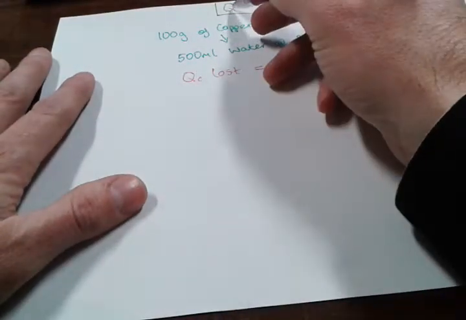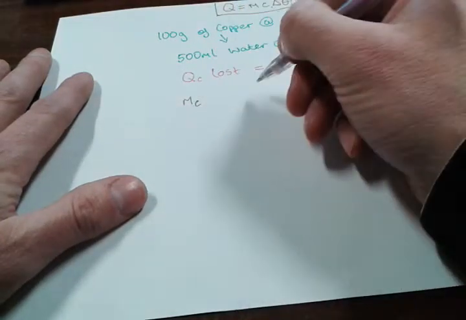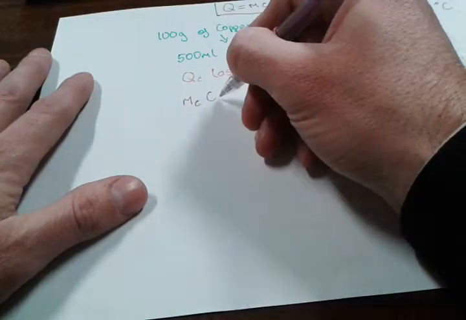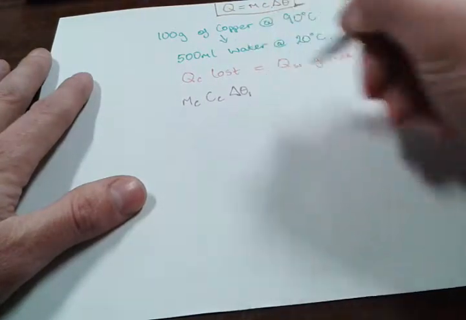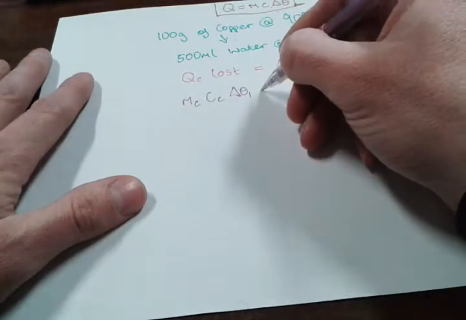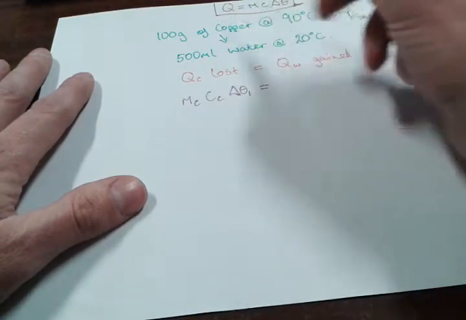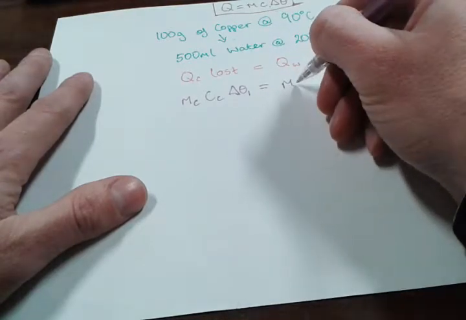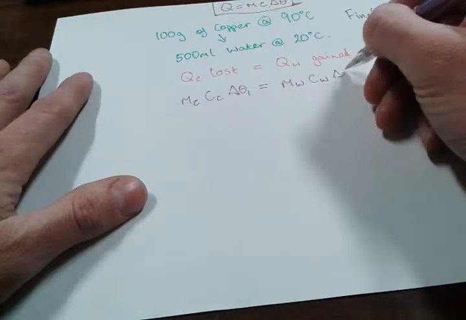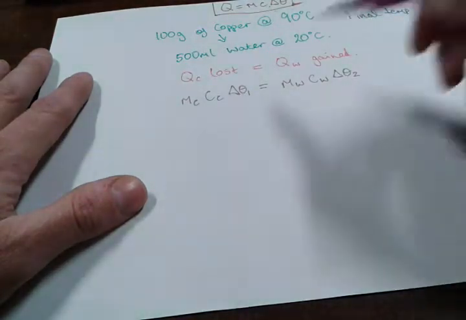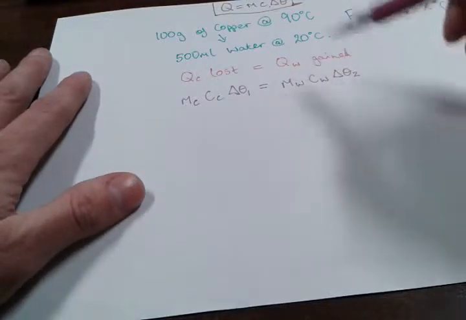So what's Q? Well, we look up here. Q is going to be m, looking at the copper, so the mass of the copper times the specific heat capacity of copper times Δθ1. I'll explain why we have a 1 there in a second. And then over on this side, for the heat energy gained, Q is the mass of the water times the specific heat capacity of the water times Δθ2. The reason I have Δθ1 and Δθ2 is because these temperature changes are going to be different.